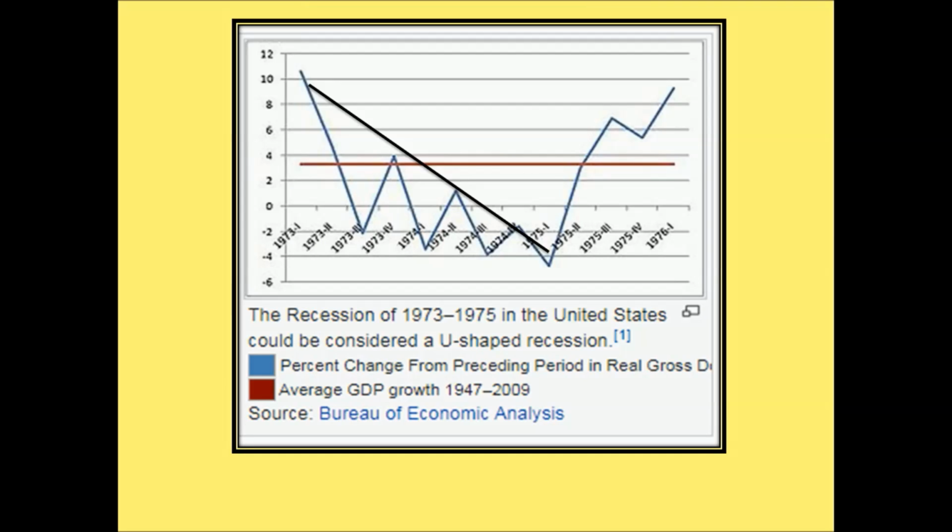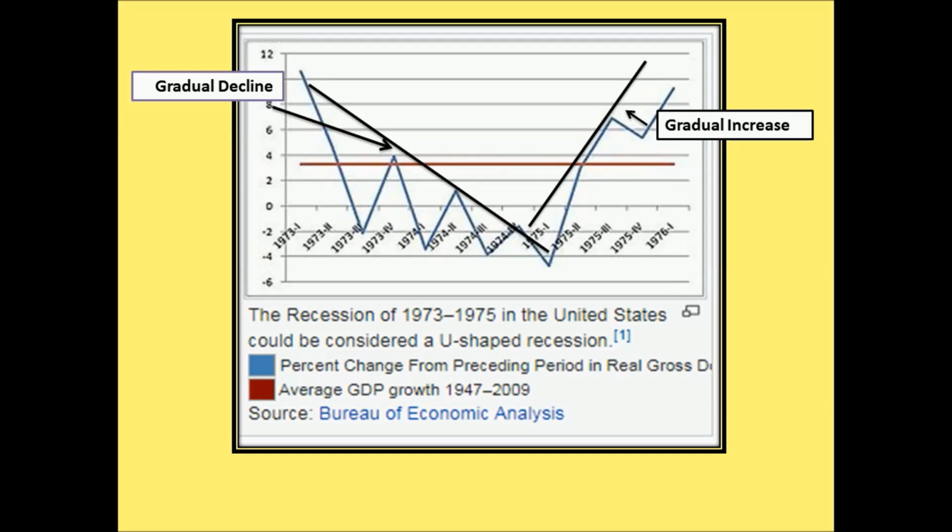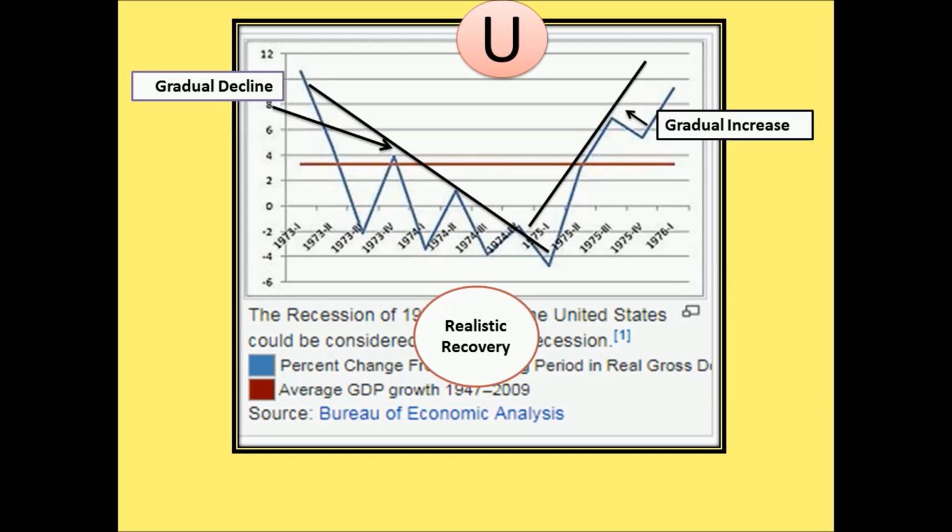This is another model of recovery from the recession where there is a gradual decline in the economic growth factors and then a gradual increase in the growth, GDP, employment data or investment. This shape looks like a U. So this is U-shaped recovery, and this is the realistic recovery. For V-shaped recovery, many factors have to work out, not only government but also non-government. So in most situations the U-shaped or realistic recovery is what happens.